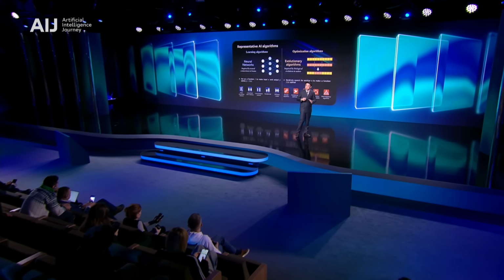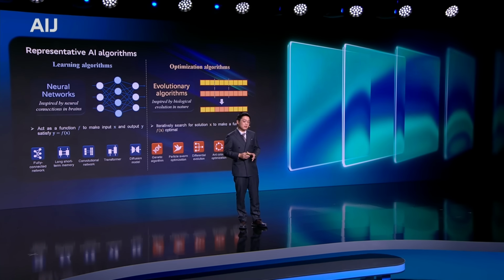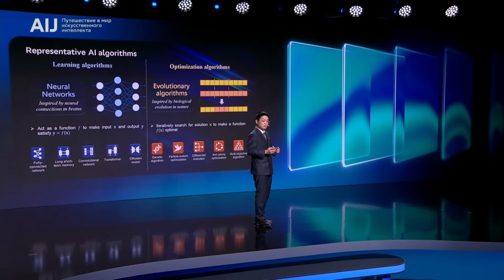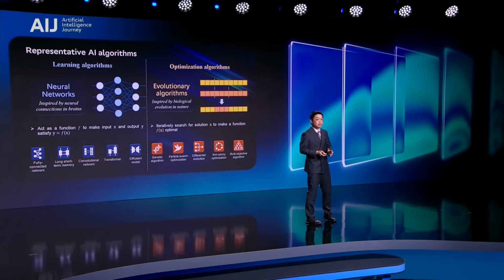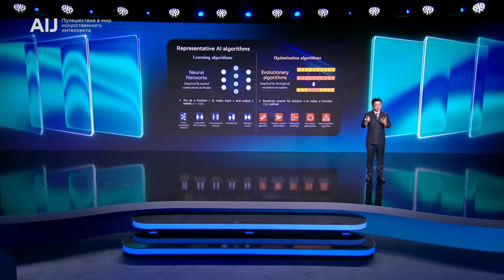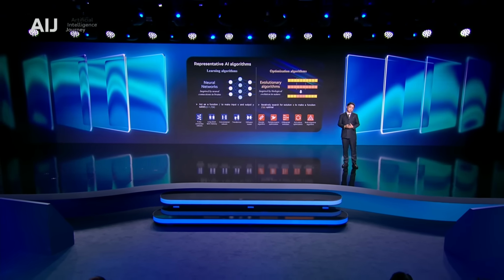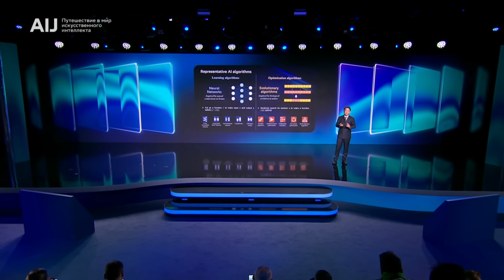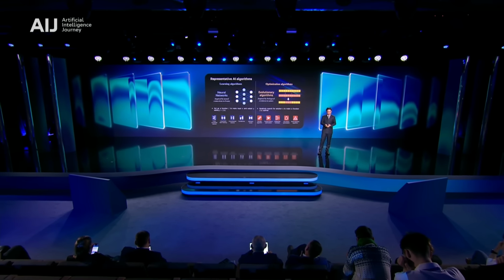So currently, there have been many methods to solve the learning problems and optimization problems, from mathematical algorithms, computer algorithms, to AI algorithms. Currently, in AI, the most representative methods are neural networks and evolutionary algorithms for solving learning problems and optimization problems, respectively. The neural networks are inspired by neural connections in brains. They can act as a function f to learn the mappings between input and output. Some popular neural networks are fully connected neural networks, long short-term memory, convolutional networks, transformers, and diffusion models.